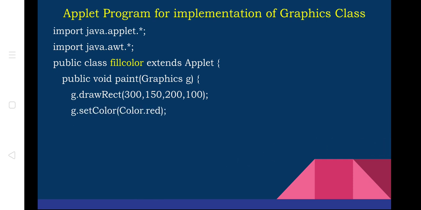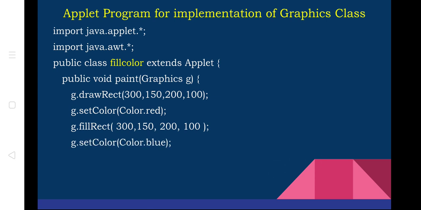And now g.setColor(Color.red). Now we are going to set the color of the rectangle as red, so we are using the function setColor. And now we are using the next function, g.fillRect. fillRect is the function which helps to fill the rectangle. So it has to fill the rectangle in the location 300, 150, 200 and 100. This is the same rectangle given earlier. Once you draw the rectangle using the parameters 300, 150, 200 and 100, the same rectangle is filled using the function g.fillRect(300, 150, 200, 100).